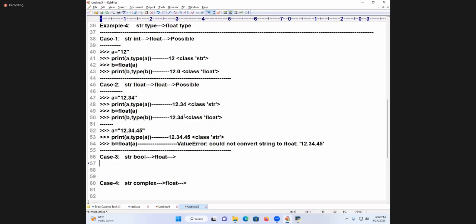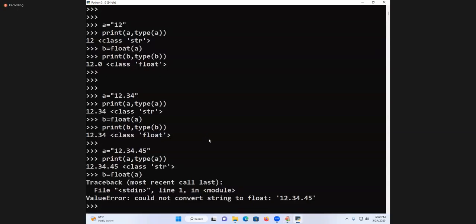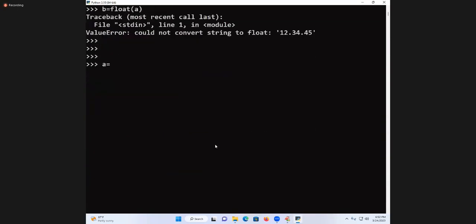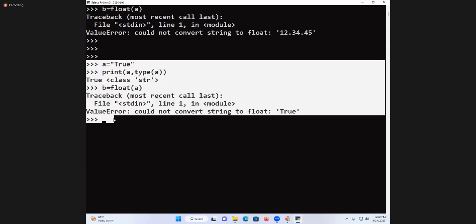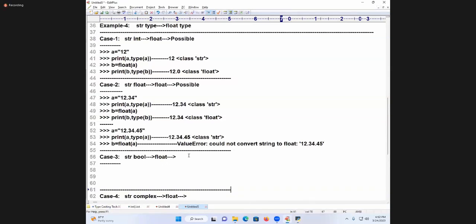Now go to the next point here. Another type I'm going to enter. Which type? Str bool. Be careful, students. A is equal to what? True. Print of A, float of A. Possible or not possible? Not possible. Because it is treated as what? Strings. Anything enclosed within double quotes with alphabets is treated as a pure string. It is going to give you a value error. Possible or not possible? Not possible. So I'm writing here, not possible.